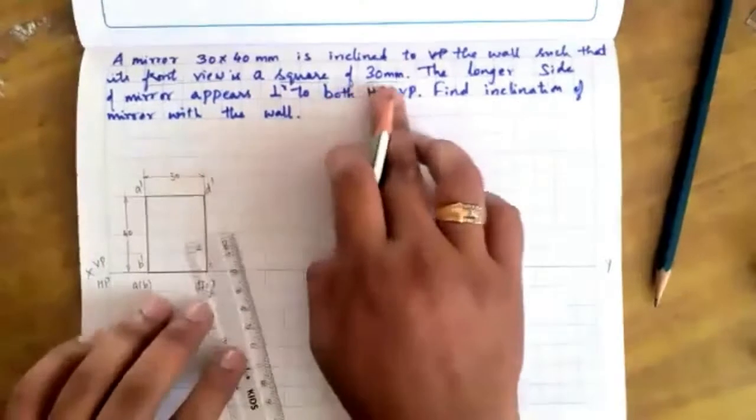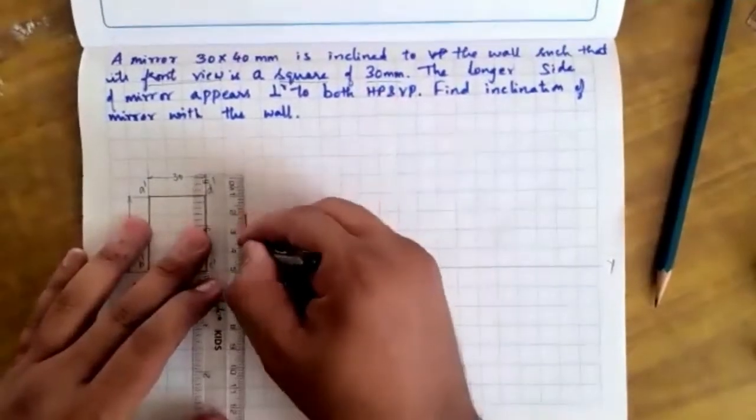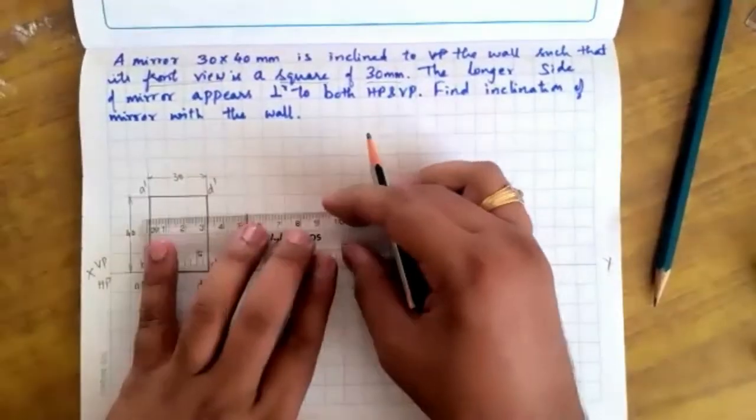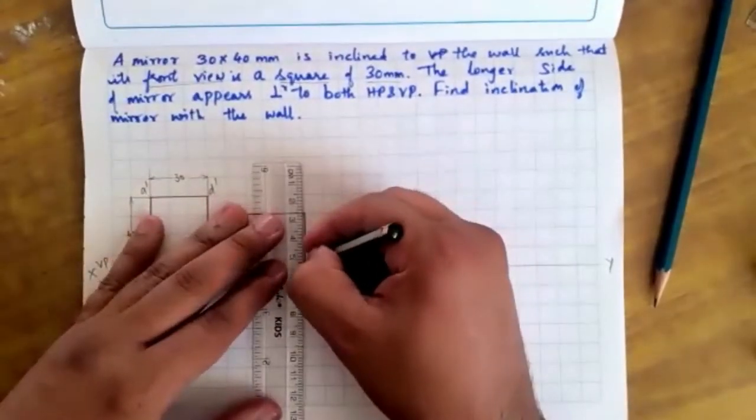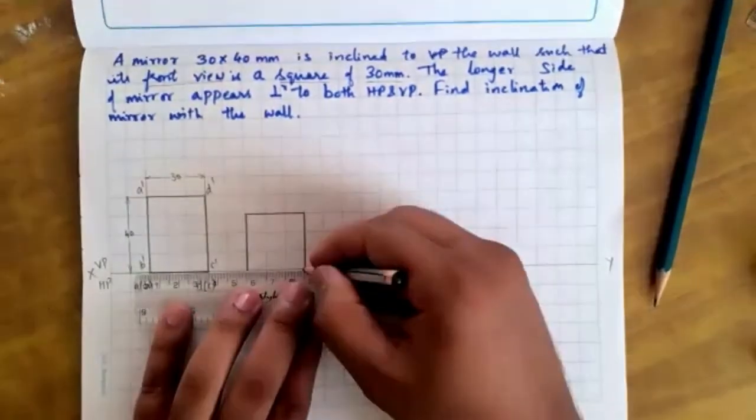Second front view will be a square of 30 mm. So 30 mm, 3 by 3, directly I am drawing a square.